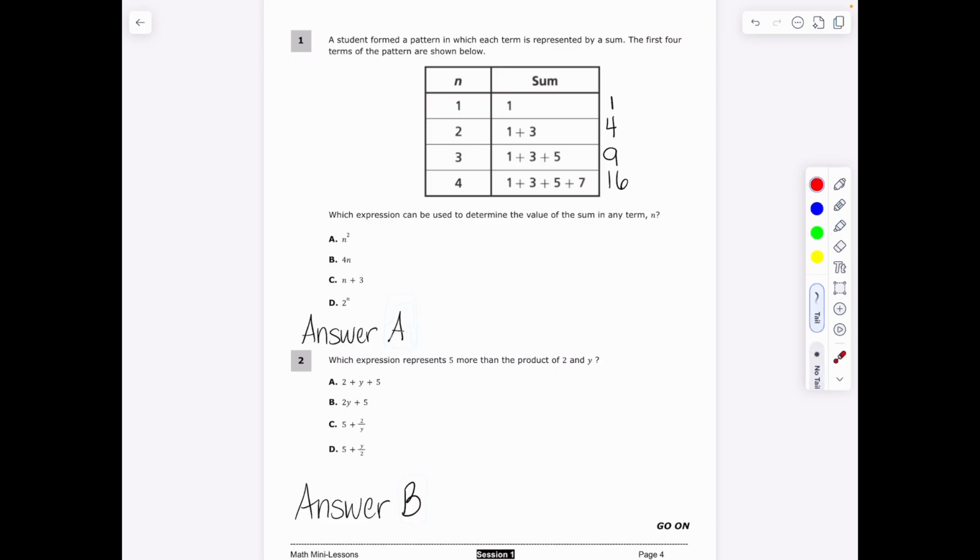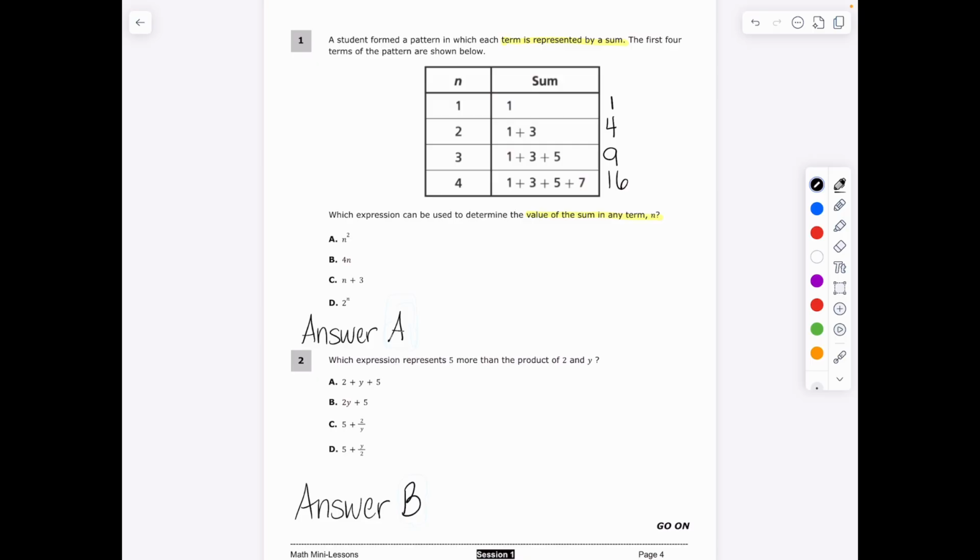Let's break it down. A student formed a pattern in which each term is represented by a sum. The first 4 terms of the pattern are shown below. Which expression can be used to determine the value of the sum in any term? Okay, so you're looking to see which of these expressions here would give you, if I substituted these numbers for n, the value of this sum here. So that's what I find tricky about this.